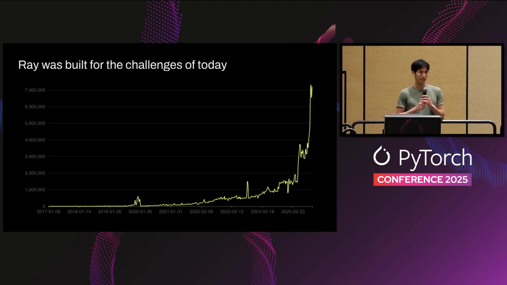And Ray adoption has really taken off over the last year, really with generative AI, with today's reasoning models, with agents, with reinforcement learning. These are the things that have really led to a need for Ray and an explosion in Ray adoption. And a lot of this is really just in the last year.